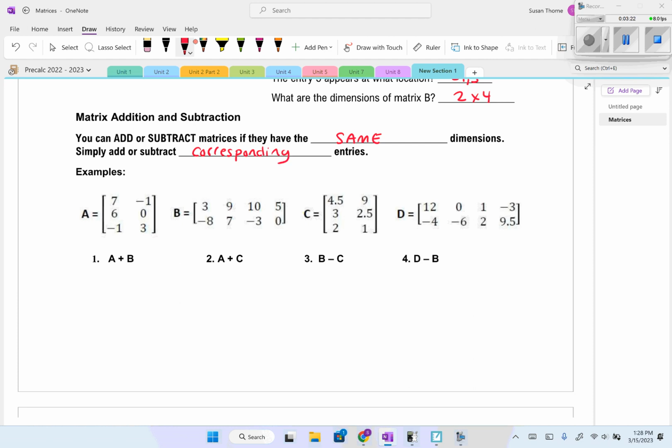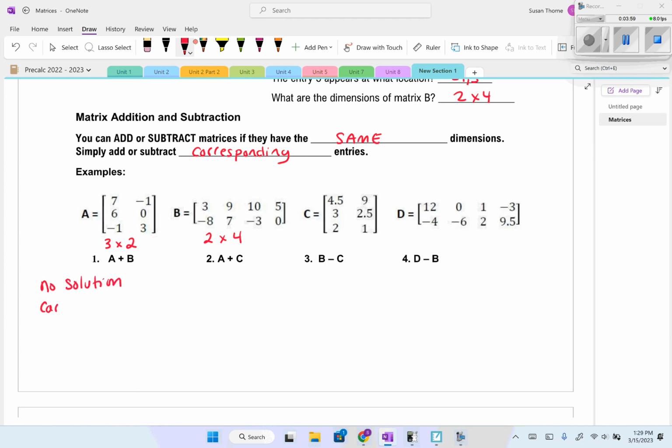So let's look at some examples here. We have matrix A plus matrix B. So let's look at the dimensions of each matrix first. So remember, it's always row by column. So matrix A has 3 rows and 2 columns. Matrix B has 2 rows and 1, 2, 3, 4 columns. So again, you can only add or subtract matrices if they have the same dimension. So a 3 by 2 is not the same as a 2 by 4.